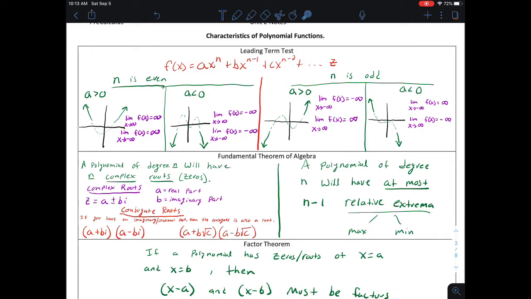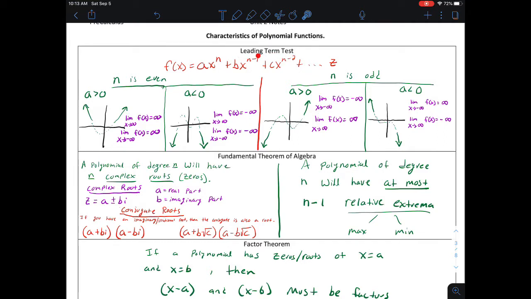In this video, we're going to look at some of the characteristics of polynomial functions, and there are three main areas that we look at. We try to determine the end behavior and the behavior in the middle, which would tell us the number of terms it would have, or maxes or minimums, and also determine the number of roots. And the first thing that we're going to discuss is the leading term test.